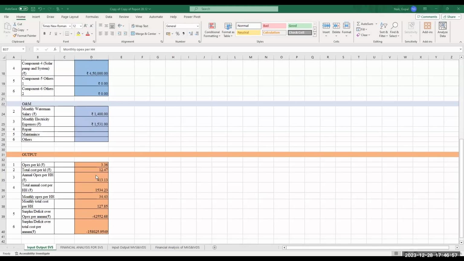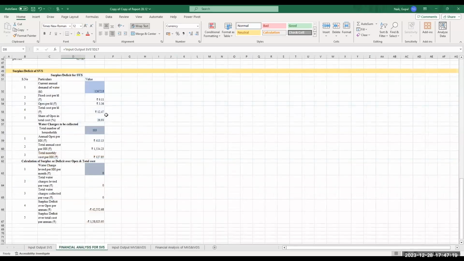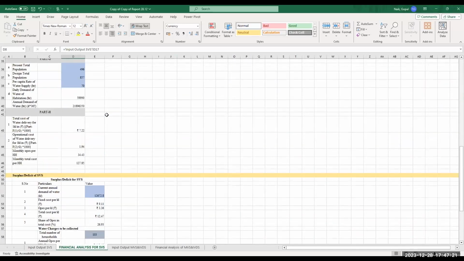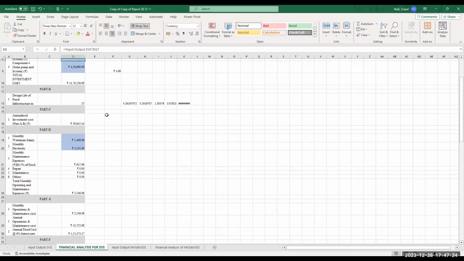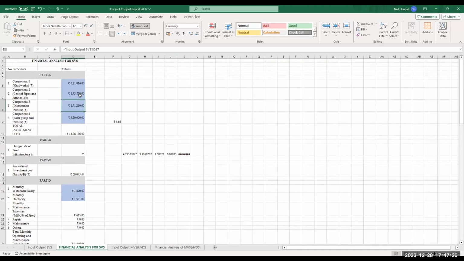And we would like to share this with you, and you can actually input your own systems data and get the output for that. And behind this, there is a sheet which actually calculates all this. This is the financial analysis sheet for the data that is given. So these are the data already input.